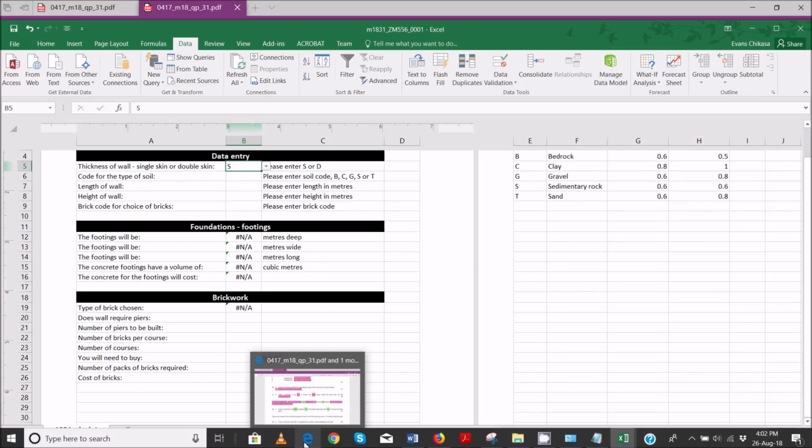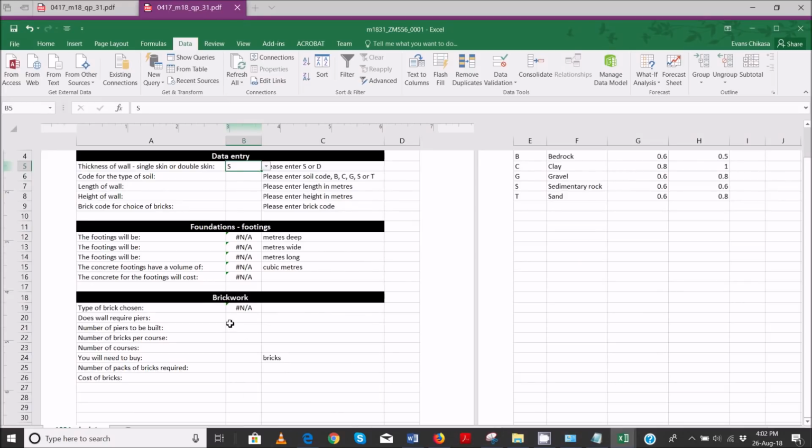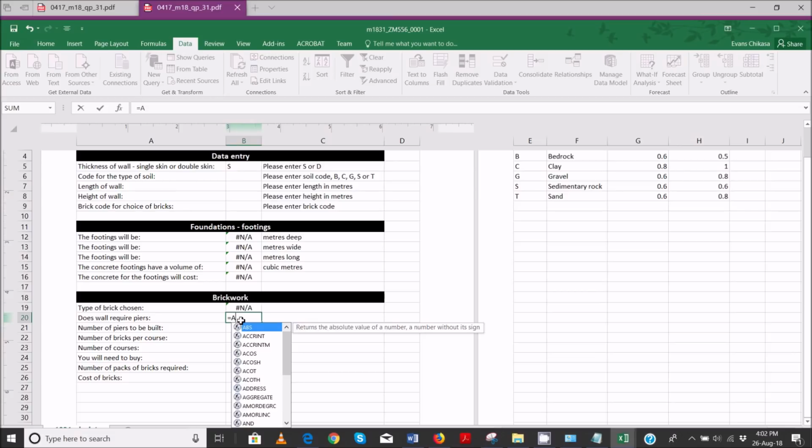So let me just put where the formula is supposed to go. It's supposed to go in B20. So in B20, which is here, you can start equal to and, and the formula like that. So then you have got logical test 1. We want to test if the thickness of the wall is S. So the thickness is this one, B5, if equal to S.